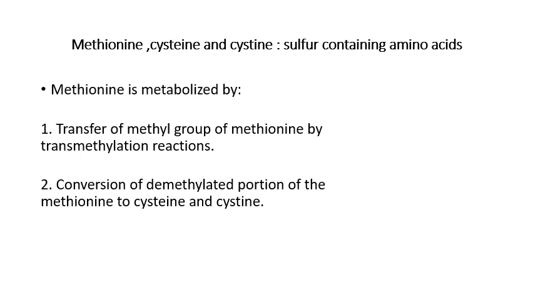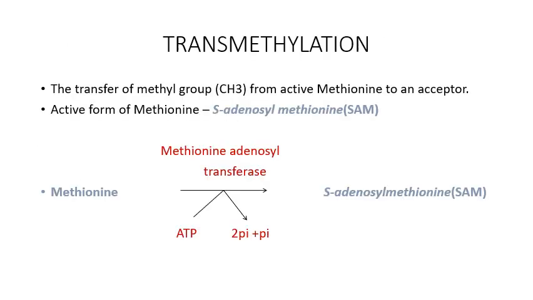So methionine will be catabolized or metabolized by two mechanisms. First, transfer of the methyl group of methionine by transmethylation reaction. Second, the conversion of the demethylated portion of methionine, that is S-adenosyl homocysteine, to cysteine and cystine. The definition of transmethylation is transfer of a methyl group from methionine to an acceptor molecule, and this process is known as transmethylation.